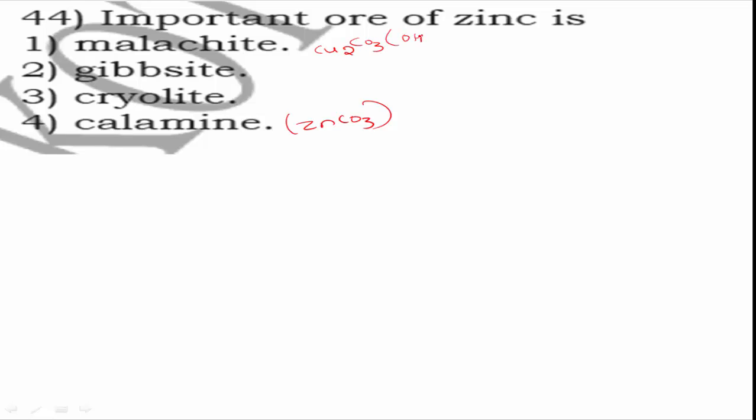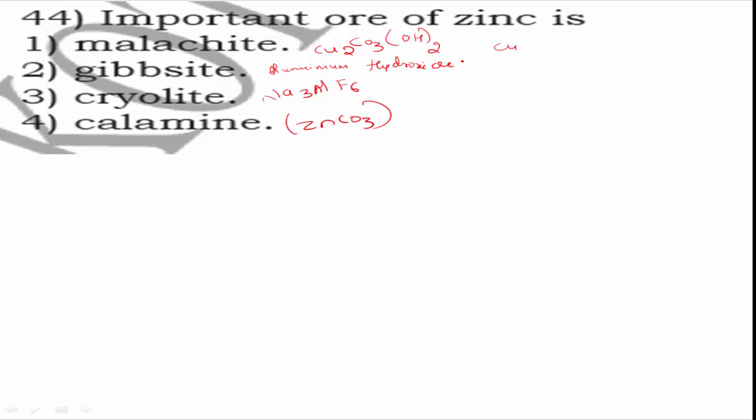Malachite, Cu2CO3(OH)2, is a mineral of copper, and cryolite, Na3AlF6, is one of the aluminium minerals. Gibbsite is also a mineral of aluminium, aluminium hydroxide.